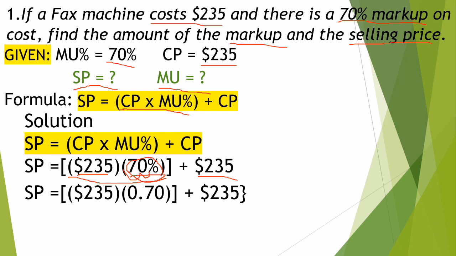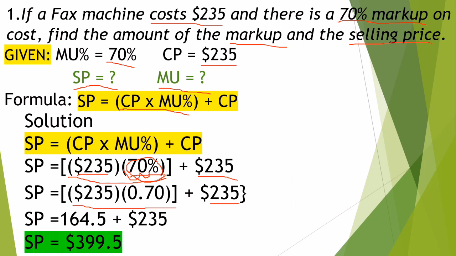Next, following the order of operation, we need to perform first the numbers inside the parentheses. So it is multiplication. So we have 235 times 0.70. We have now 164.5 plus 235. And then, adding these two, 164.5 plus 235, we have now SP is equal to $399.5. So this is for our selling price.